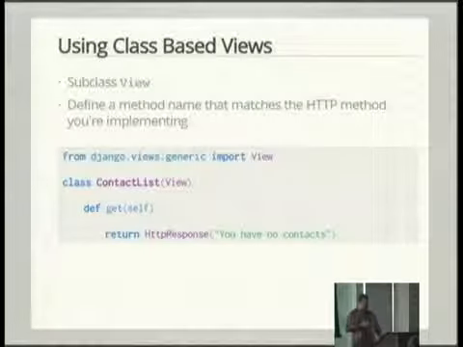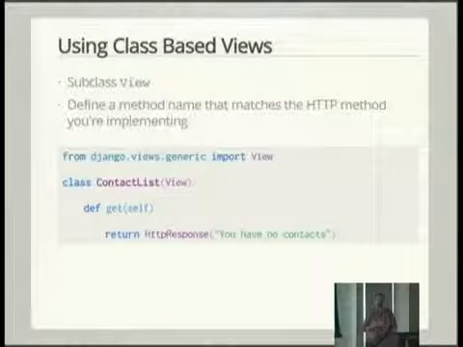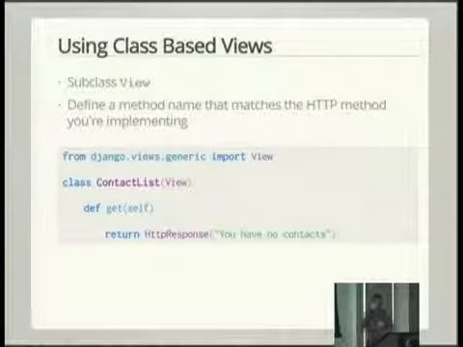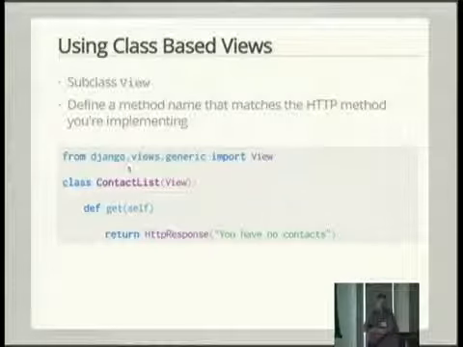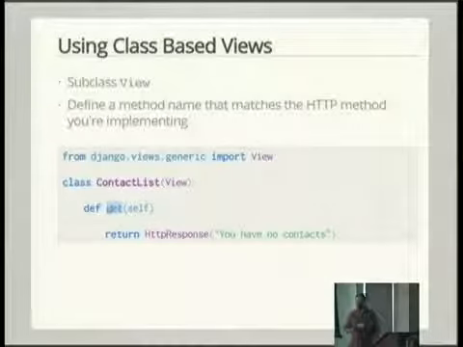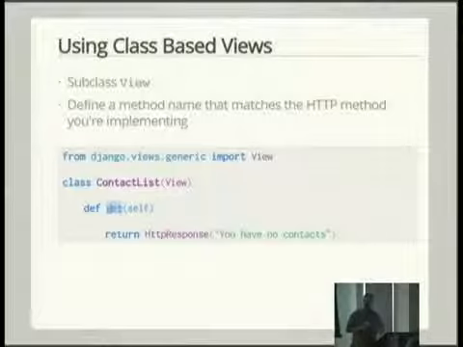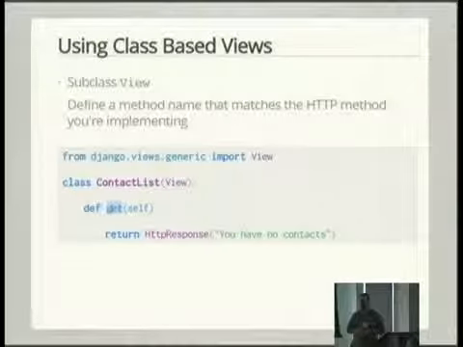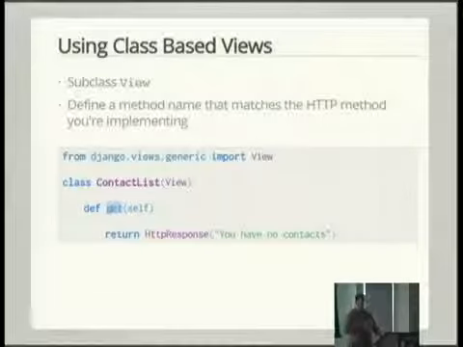The most basic class-based view is to subclass View, and you implement a method that matches an HTTP method name. In this case, we have a contact list view for our contact manager, and you can see we've subclassed the View class and defined a get method on this class. So if somebody does an HTTP post, HTTP head, or some other method, they're going to get a method not allowed. We've been really explicit that this is the only method that we're going to support.